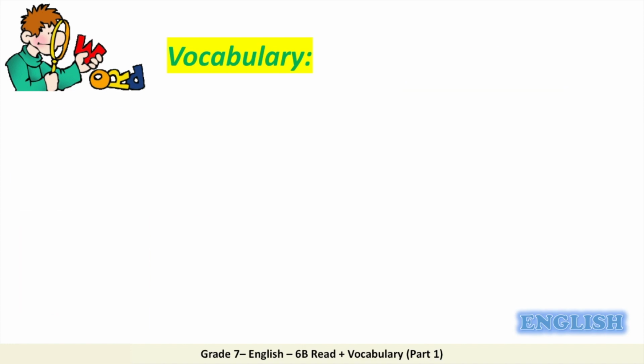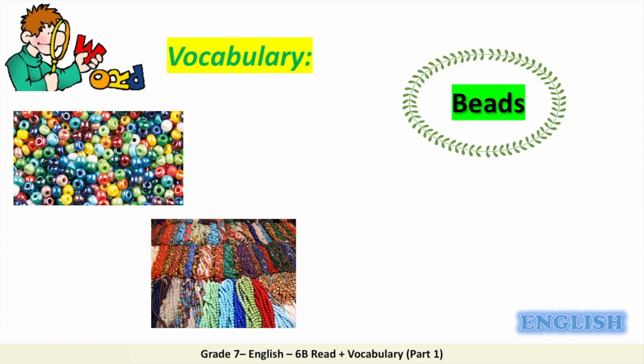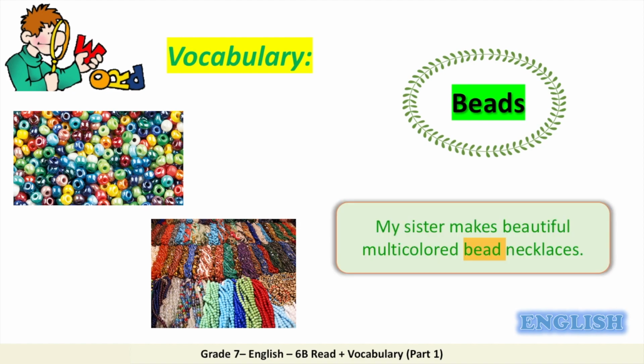Next, look at these two pictures. We use these small pieces of glass or wood or even plastic to create jewelry like necklaces or bracelets. What do we call them? Great, beads. Repeat after me, beads. For example, my sister makes beautiful multicolored bead necklaces.